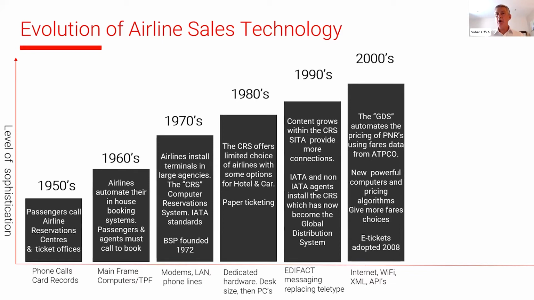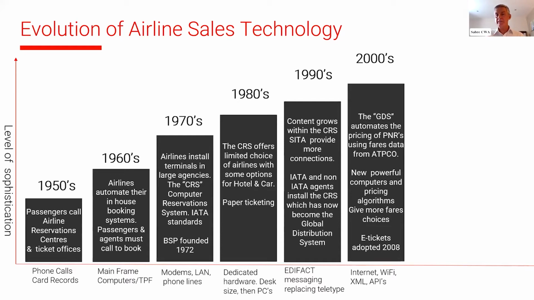GDSs automated the pricing of PNRs, and the data for doing the fare calculations was provided by the airlines to ATPCO, which is the company that aggregated all the different fares data from all the airlines, and the GDS really was able to make that very useful and very presentable to travel agencies.